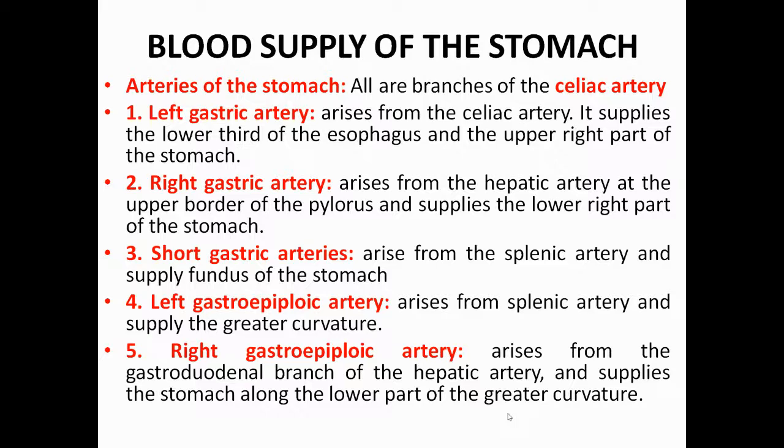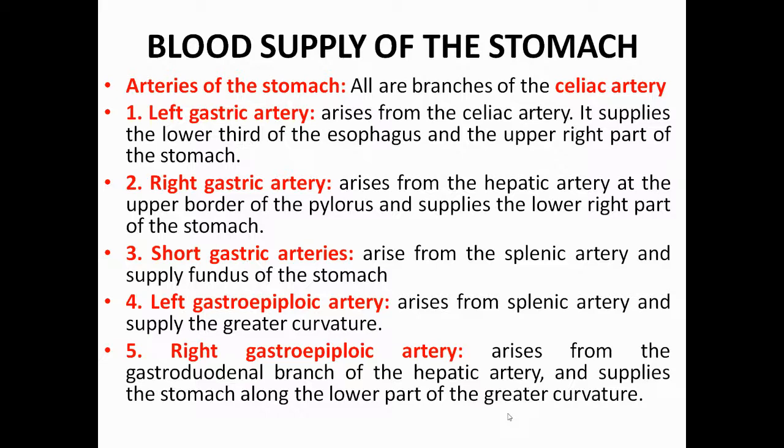Now we'll see the blood supply of the stomach. Arteries of the stomach are all branches of the celiac artery. Now we'll see the left gastric artery that arises from the celiac artery and supplies the lower third of the esophagus and the upper right part of the stomach. Whereas right gastric artery arises from the hepatic artery at the upper border of the pylorus and supplies the lower right part of the stomach.